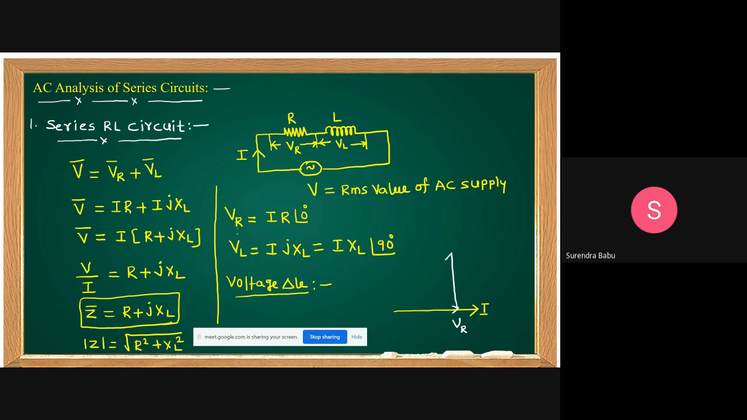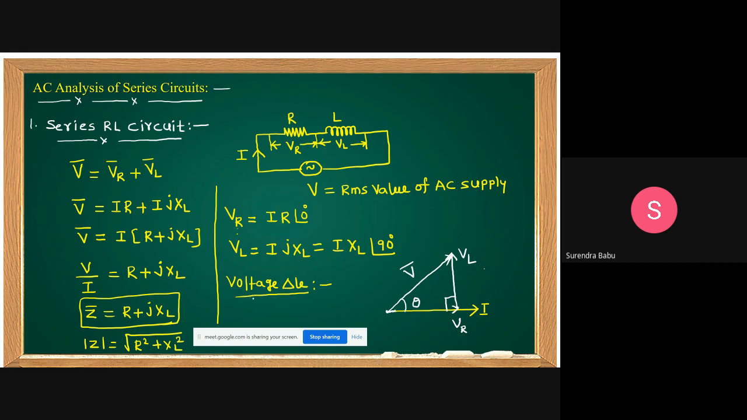VL. Which one is this, friends? VL, because it is 90 degrees. Now the resultant: the vector sum of VR plus VL is which one? V. This is V. Clear? Let this angle be theta. This is the voltage triangle.